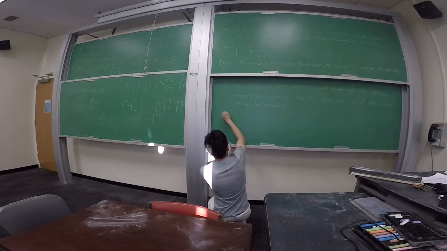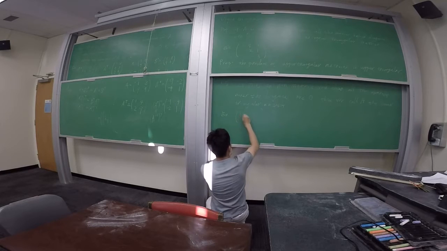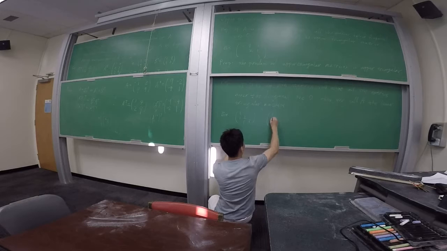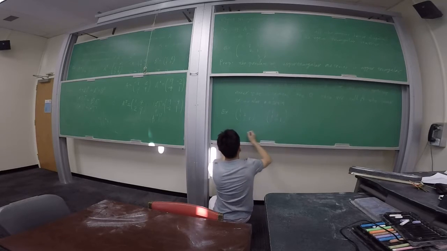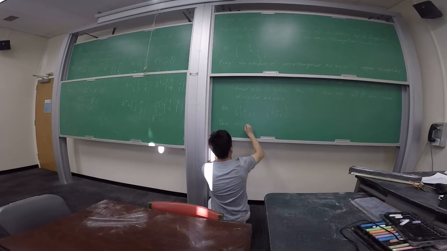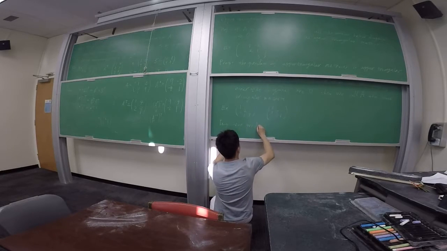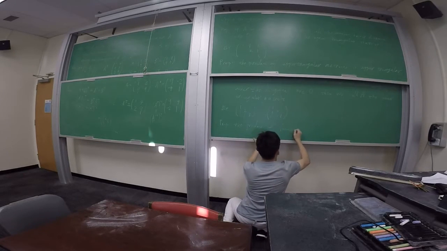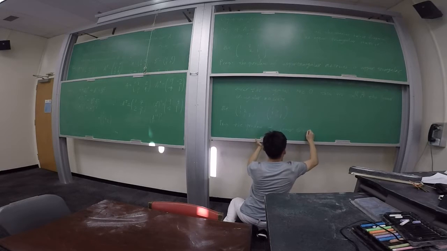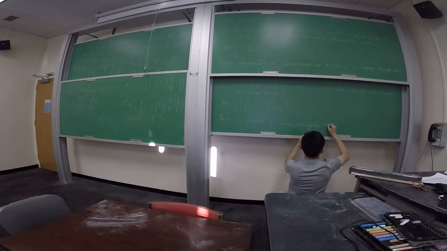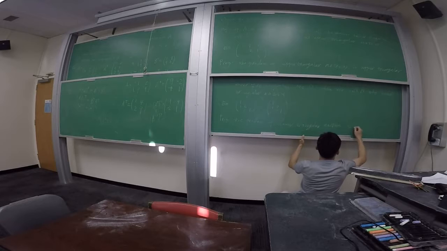So the example is anything like this: 1 2 3 1 1 1, or 1 2 1 1 0 0. And the proposition is that the product of lower triangular matrices is lower triangular.